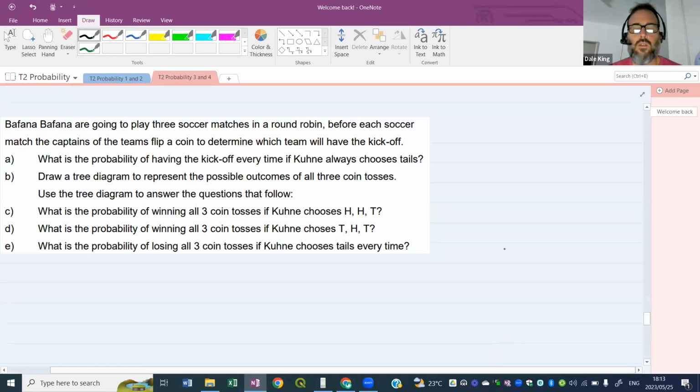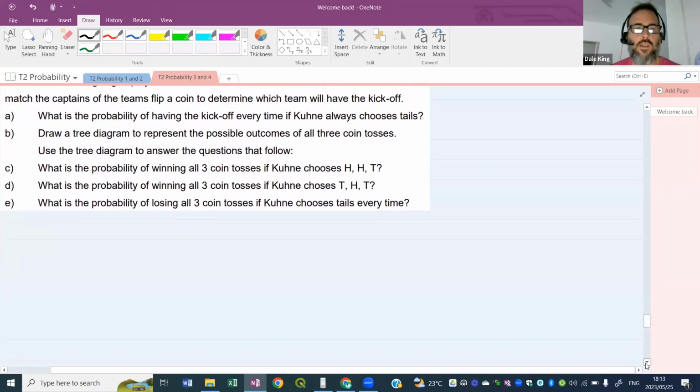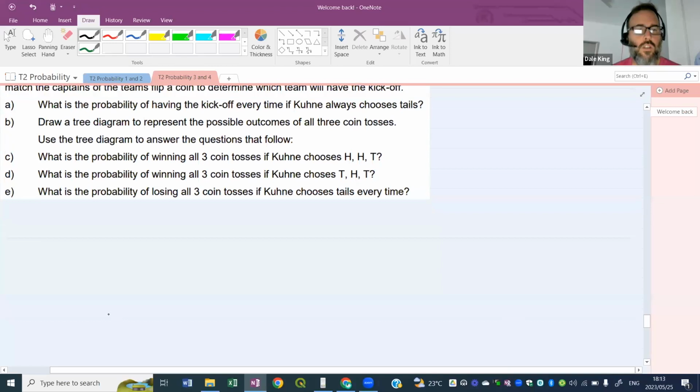All right, let's get cracking with our tree diagrams. I'm going to draw it underneath here, and then I'm going to move it up to the top right-hand side so we can do the questions. So let's start here at the bottom. They toss the coin 3 times, right? The first time they do it, there are only 2 options. You can get heads or you can get tails. So there are 2 branches, heads or tails.